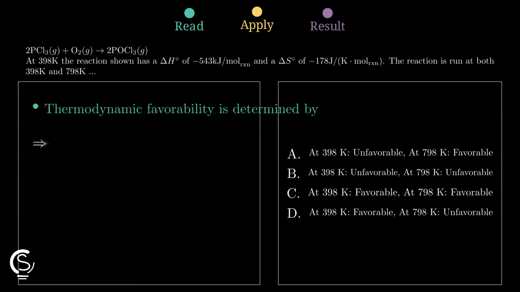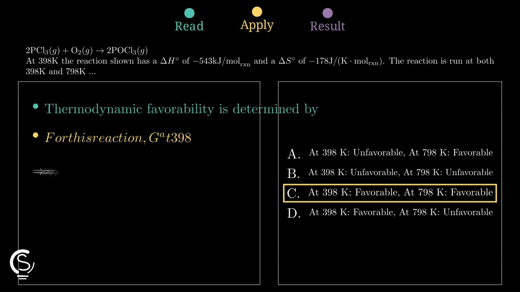At 798 K, the calculation still yields a negative delta G. This confirms the reaction remains favorable at both temperatures, making option C correct.